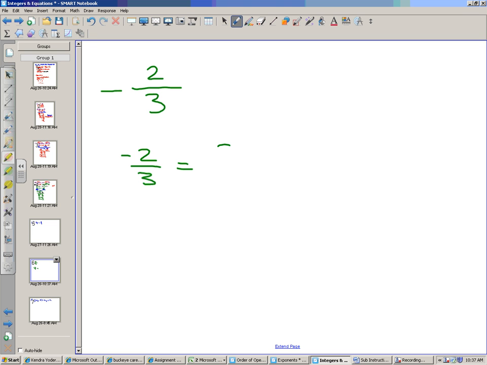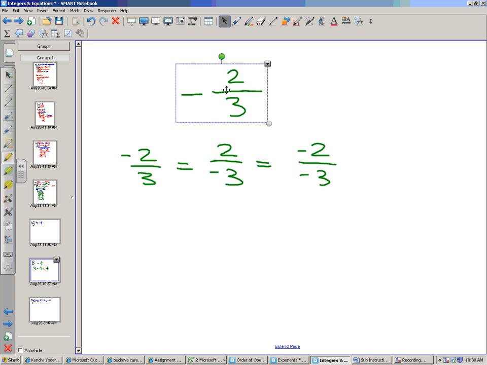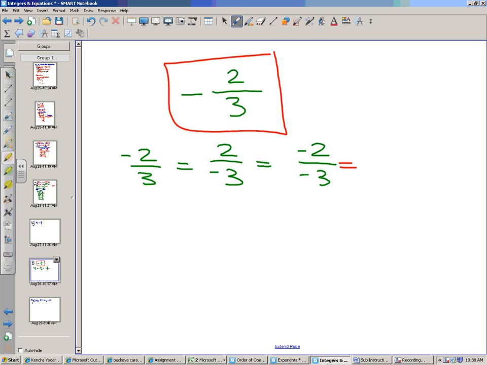Is that equal to 2/3? And is that equal to negative 2/3? Are these all equal to this fraction right here? Are they equal? Are they equivalent? Well, this fraction itself up top, this is a negative fraction. Well, negative 2/3 is still a negative fraction, so we're okay. 2/3 is still a negative fraction, so we're okay. But negative divided by negative is a positive, which means this actually turns into a positive 2/3.